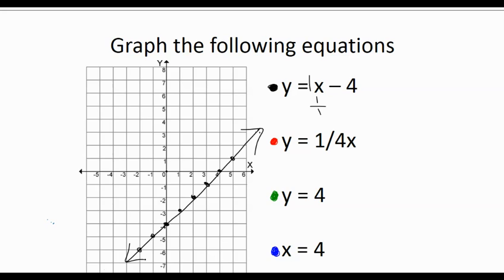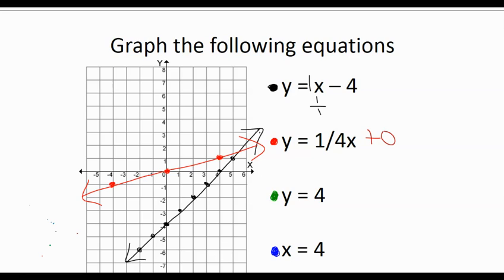All right. The red one, y equals 1/4 x. So my y-intercept is 0. Nothing's being added or subtracted there. So my y-intercept is 0. My slope is 1/4. That's up 1, right 4. I can do the opposite, down 1, left 4. Connect them with a line. I'll graph that one.